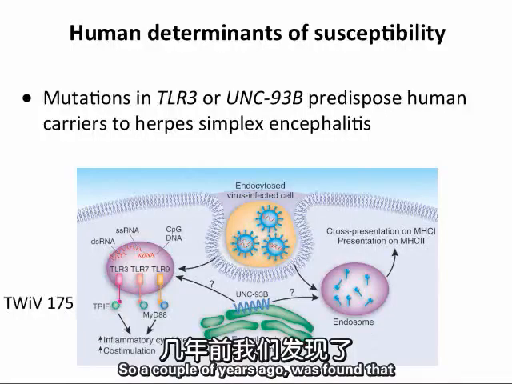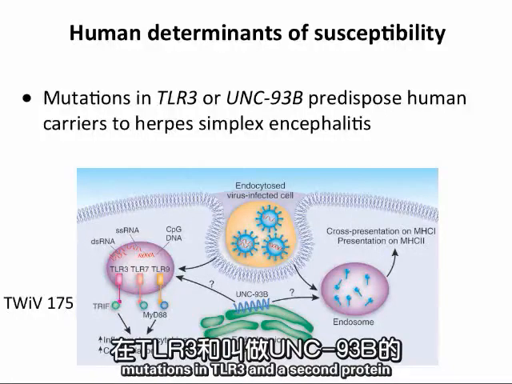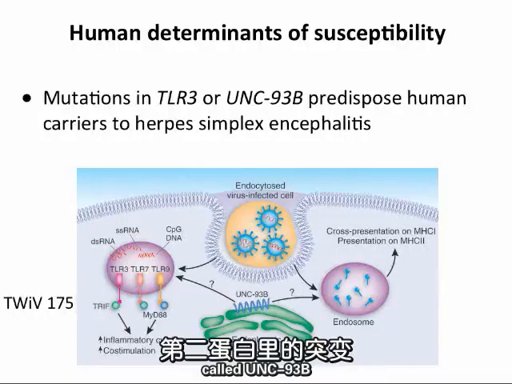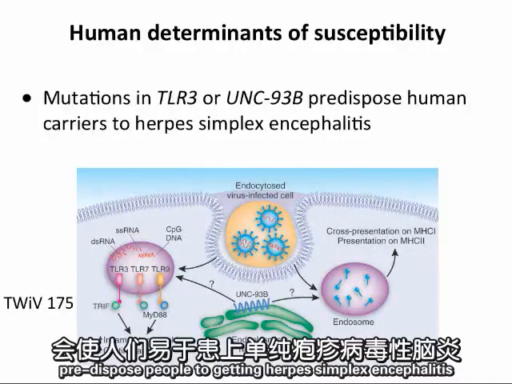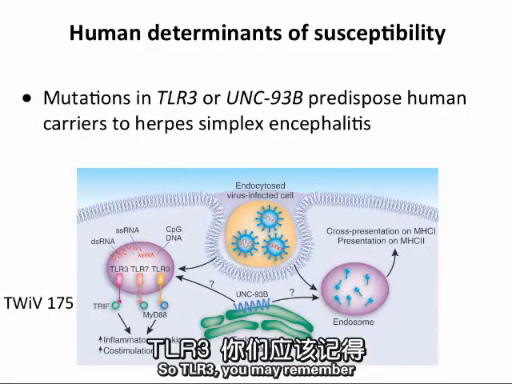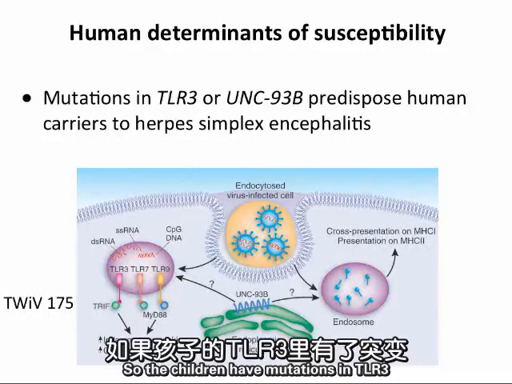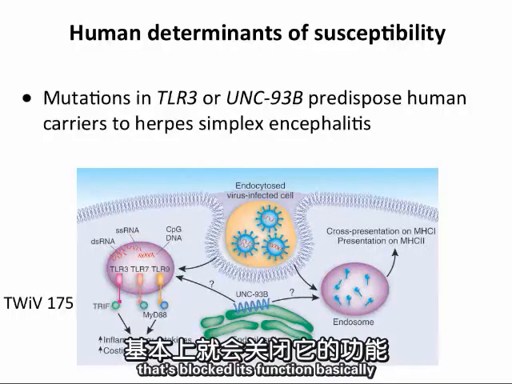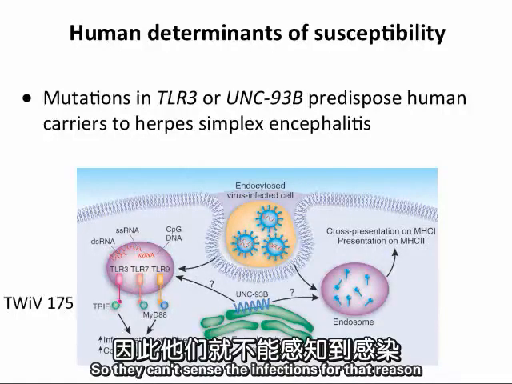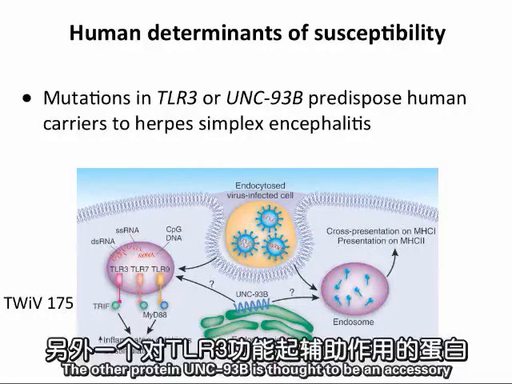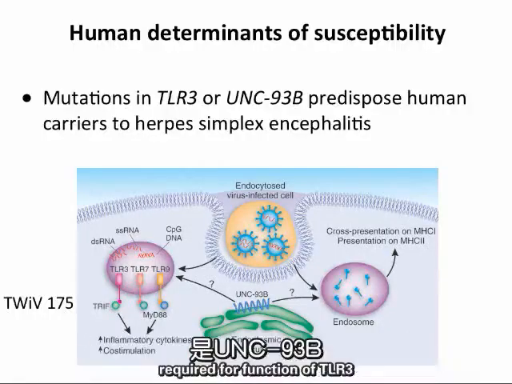So a couple of years ago, it was found that mutations in TLR3 and a second protein called UNC93B predispose people to getting herpes simplex encephalitis. So TLR3, you may remember, is a sensor for double-stranded RNA. So the children have mutations in TLR3 that block its function, basically. So they can't sense the infection, and for that reason, it goes to the brain. The other protein, UNC93B, is thought to be an accessory required for function of TLR3.